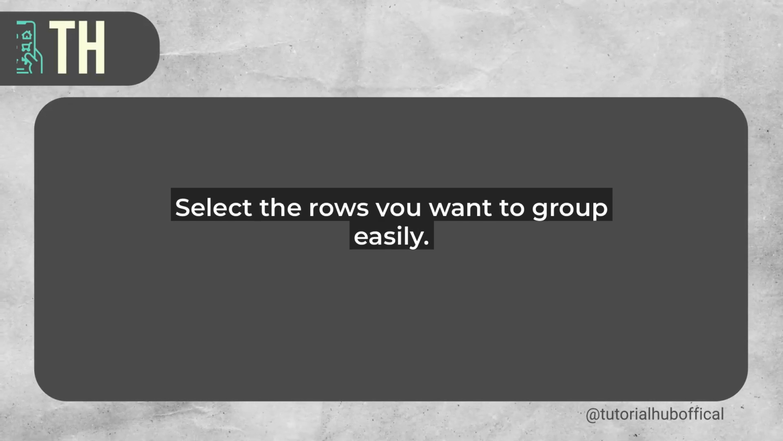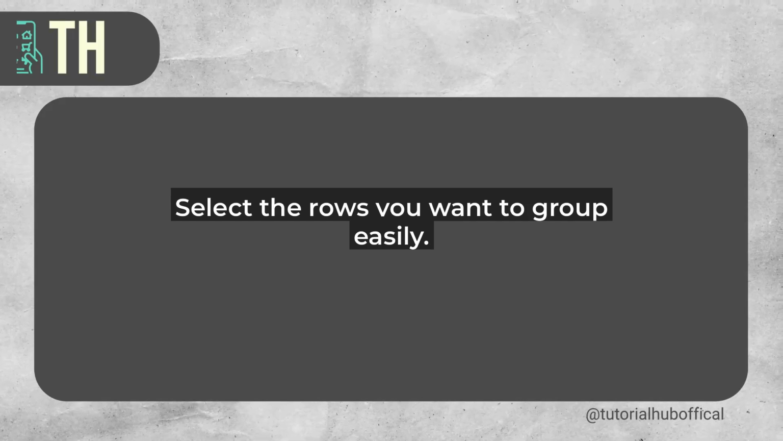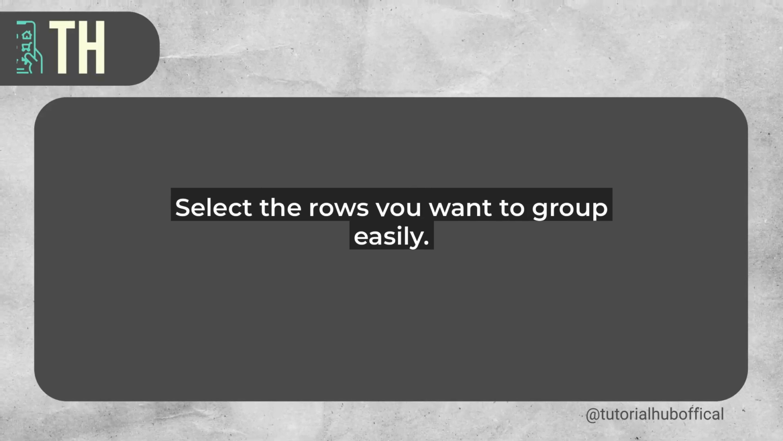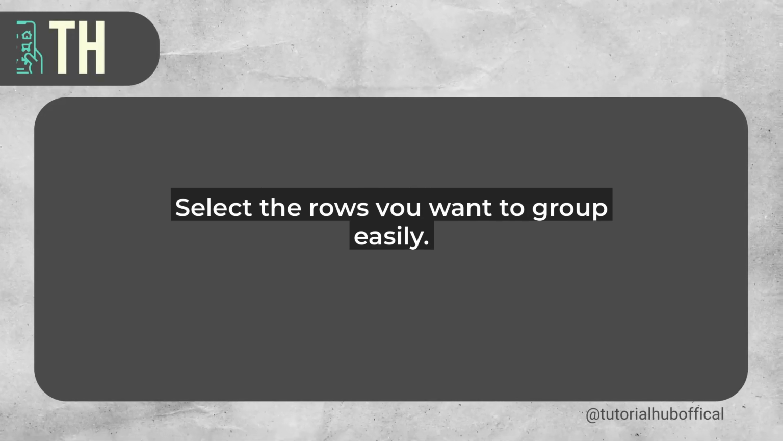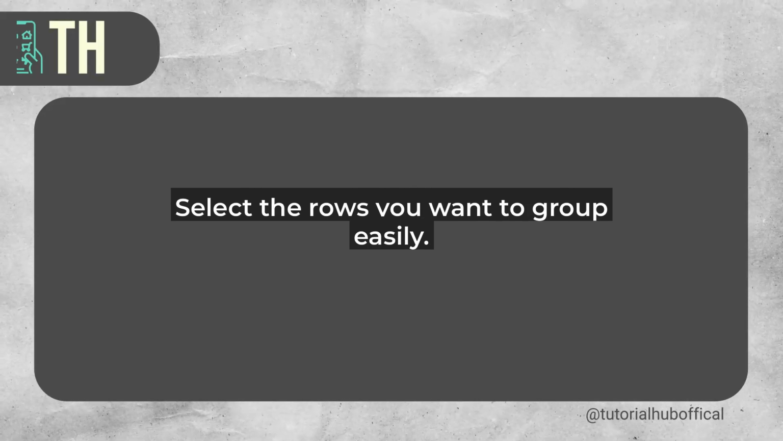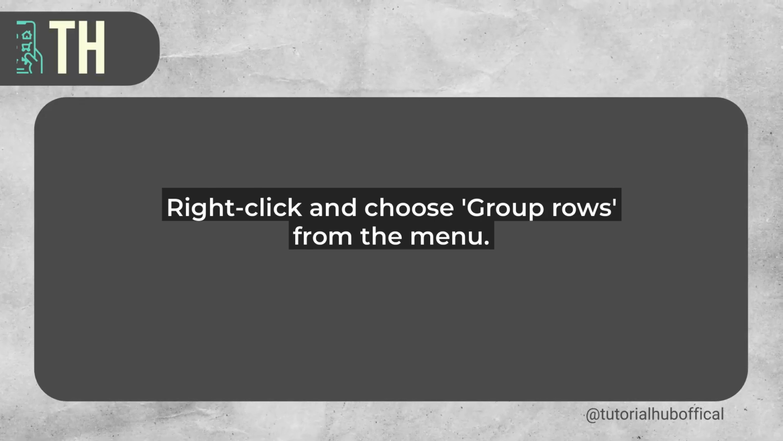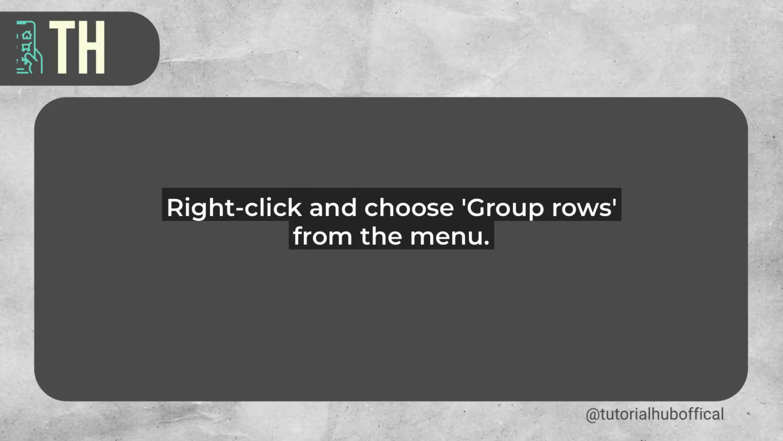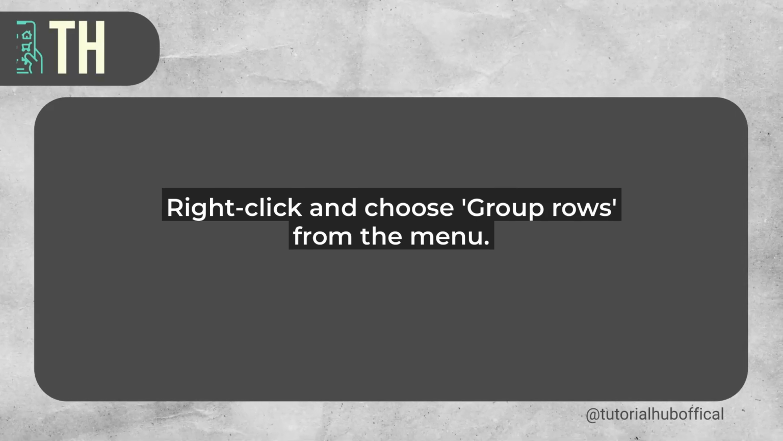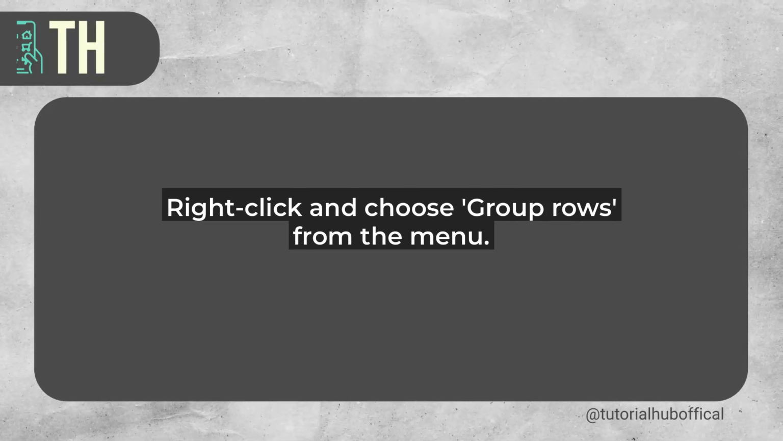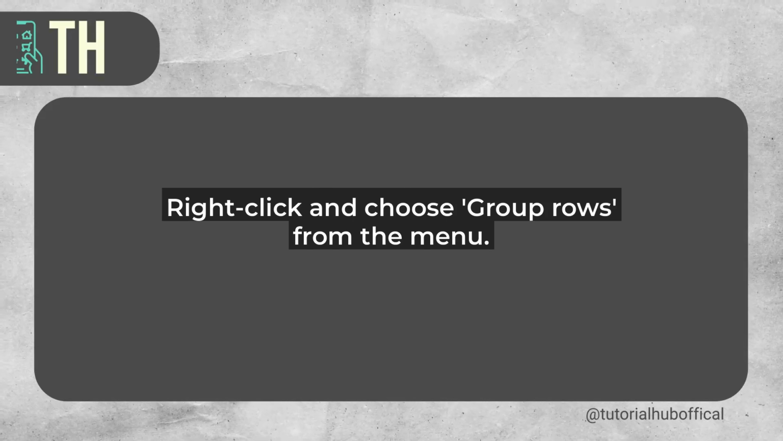To get started, open your Google Sheets document. Make sure you're logged into your Google account and have a sheet ready with some data. Step 1. Select the rows you want to group. Click and drag your mouse over the row numbers on the left, or hold down Ctrl, Command on Mac, to pick non-consecutive rows. For example, if you're working with monthly sales data, select rows 3 through 10.